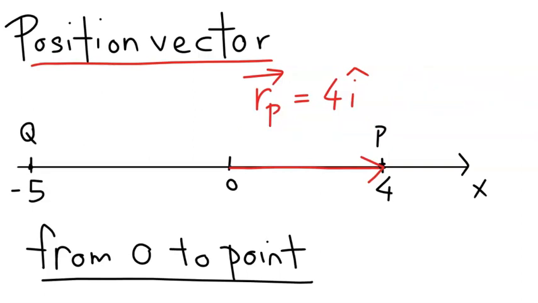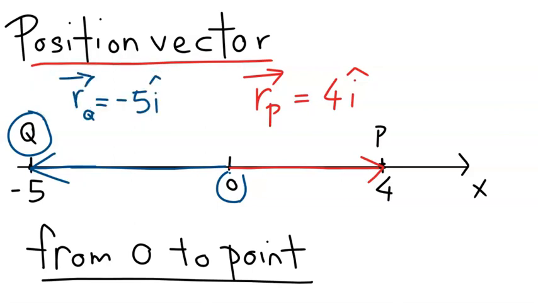Another example, let's say you have a point Q on the negative side of the x-axis. So what is the position vector of this point Q? Again, it should be directed from the origin to the point Q. So it should look like that. The blue arrow is the position vector of that point Q. And the way we write the position vector is vector r_Q equals minus 5i hat, like that.